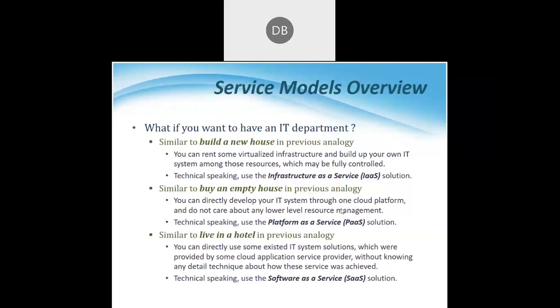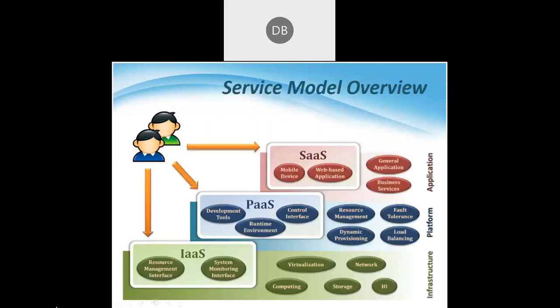What we can do, we can hire some virtualized infrastructure and we can build up our own system using that. Now, buying an empty house is like this. Suppose I want to develop my own software in a .NET environment, in ASP.NET or C#.NET, then I can take a platform as a service from Google or Amazon. Then it will provide me with the related hardware and software, and I don't have to manage it. So I'm getting an empty house, but I can manage my application on that one.